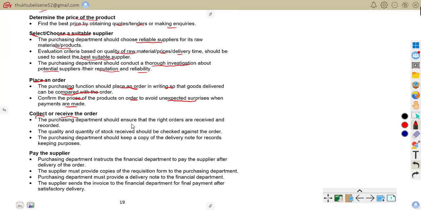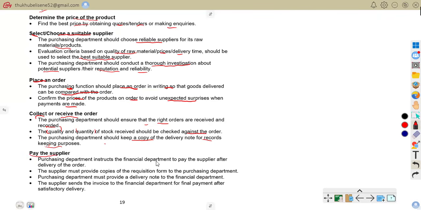The purchasing department should ensure that the right orders are received and recorded. The quality and quantity of stock received should be checked against the order. You check, this is the quality that you've ordered, and this is the quantity that you've ordered. So you check against the order when the goods are delivered. The purchasing department should keep a copy of the delivery note for goods for record keeping purposes.